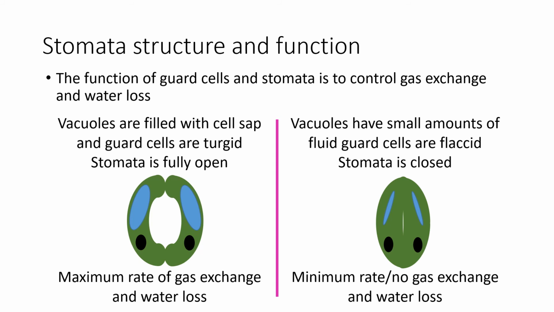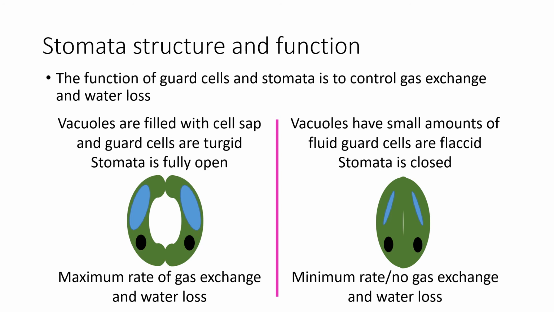Flaccid cells are when the vacuole is so empty the cell membrane has moved completely away from the cell wall. It's no longer touching the cell wall. And as a consequence, the stomata has closed up. The gap between the guard cells is minimal and can even go to zero, so that there is no gas exchange, no gas can get in or out, and we also have no water loss out as well.